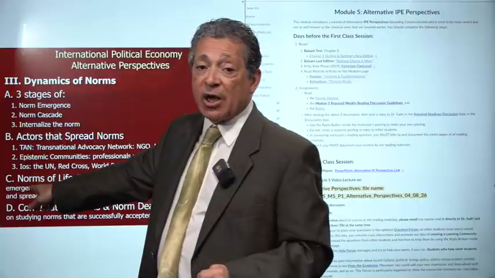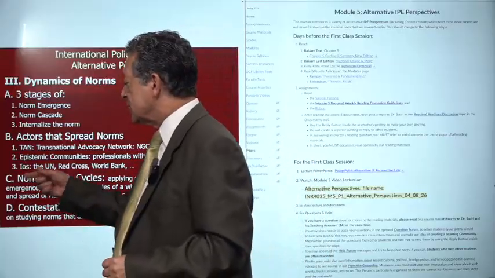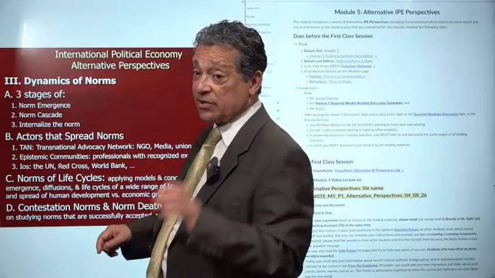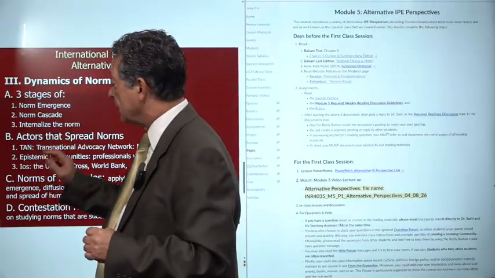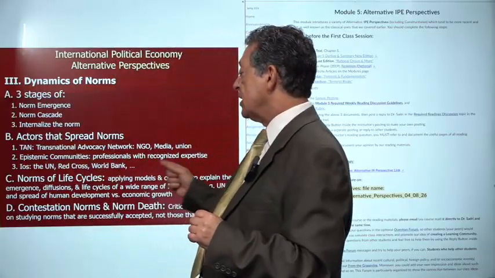This is supposed to be IOs, international organizations. Microsoft sometimes has its own way of doing this, with capital I, capital O, and a little s right there. Examples are the UN, the Red Cross, and the World Bank.